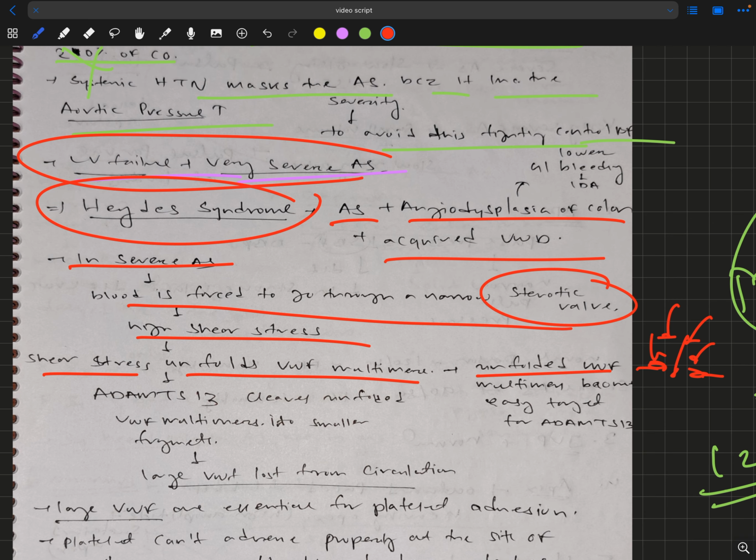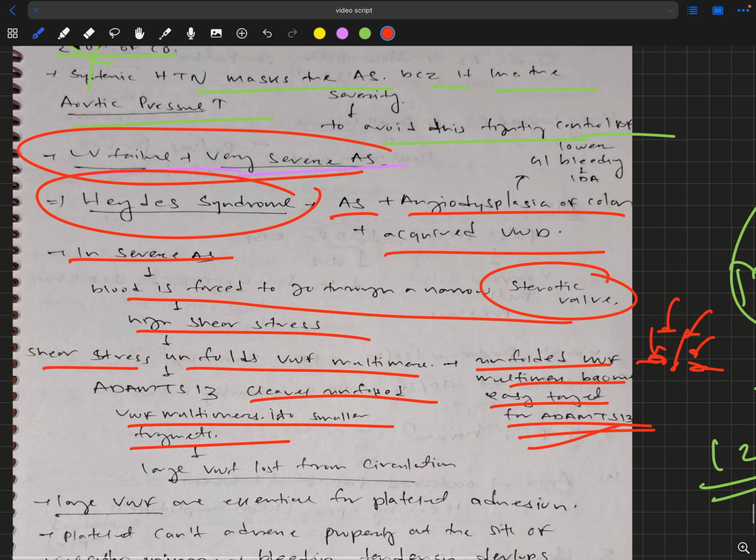Unfolded von Willebrand factor multimers are an easier target for ADAMTS13. Normally ADAMTS13 is present in our blood. Its function is to cleave the von Willebrand factors, or break them. When they become unfolded due to the shear stress of severe aortic stenosis, they become an easy target for ADAMTS13. ADAMTS13 now cleaves them more, cleaving the unfolded multimers into smaller fragments, which leads to a decrease in von Willebrand factor multimers.